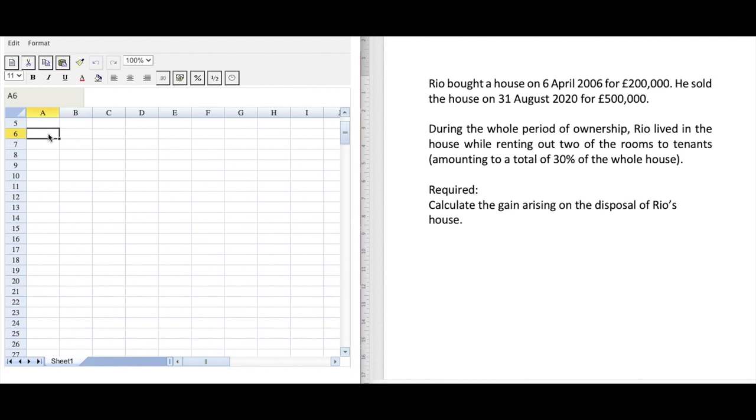So we're asked to work out the gain arising on the disposal of Rio's house. So we would start off with our proceeds. Our proceeds are £500,000.